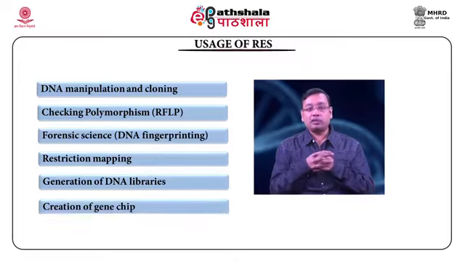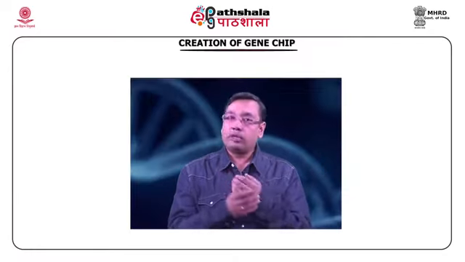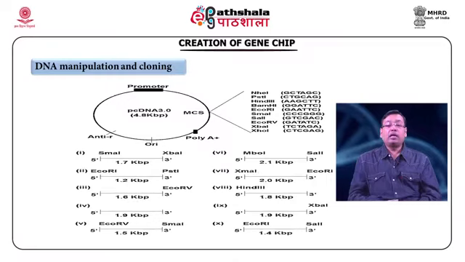Now come to the last point, the creation of the gene chip. You have heard about a lot of gene chips which can give you a huge amount of information at one time, and again here you need restriction endonuclease in order to understand better how these gene chips work. I'll explain one by one. First, start with DNA manipulation and cloning.